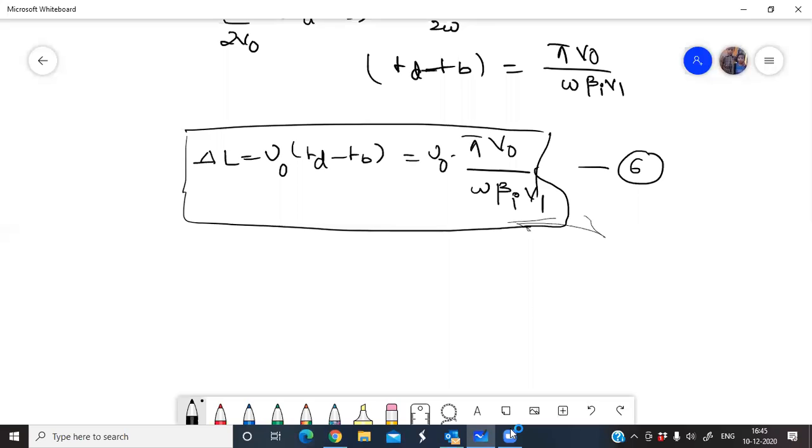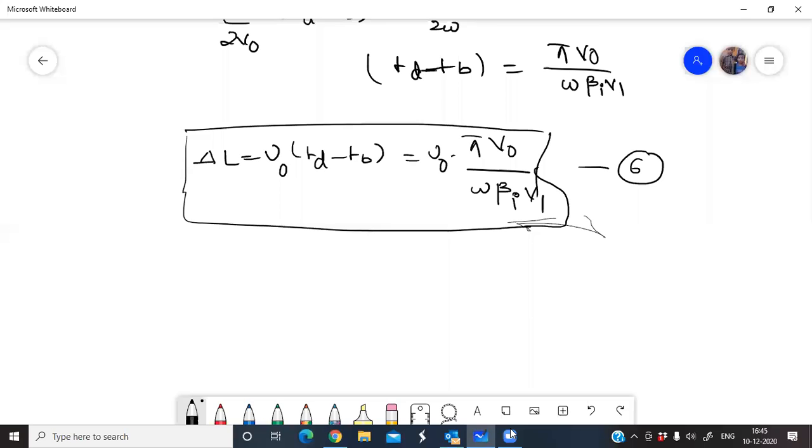That means at what distance does it provide the maximum degree of bunching? That is nothing but the optimum distance.